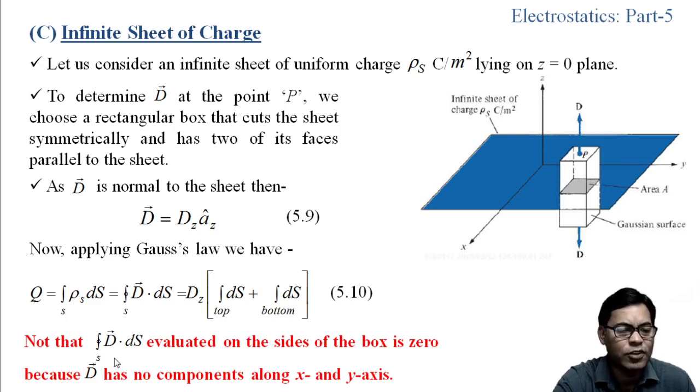That is written here. You see that surface integral of D dot ds evaluated on the side of the box is 0 because D has no component along x axis and y axis. So from that, if we consider the area is A, capital A, so all the area will be A, this area will be A, this area A, this area A. From that we can calculate the flux density.